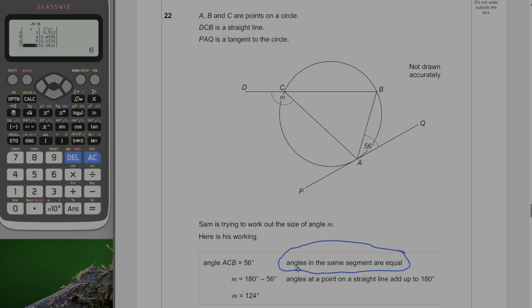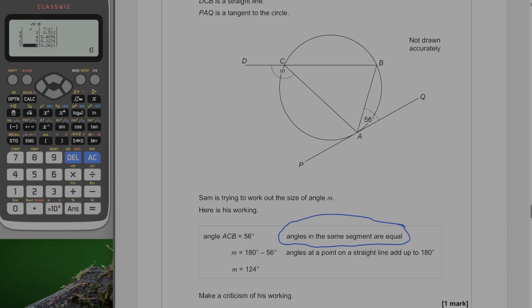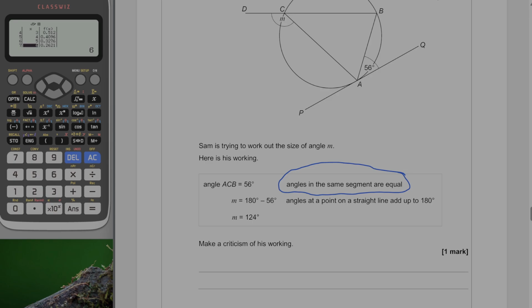So that's angles in the same segment are equal. That's incorrect. It's not angles in the same segment are equal, it's angles in the alternate segment are equal. So make one criticism of his working: it is alternate segment, not same segment. Is everything else right? I think everything else is right, but it does say make a criticism. That's the criticism I'm making.